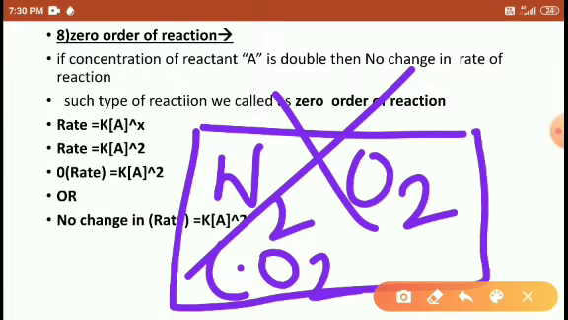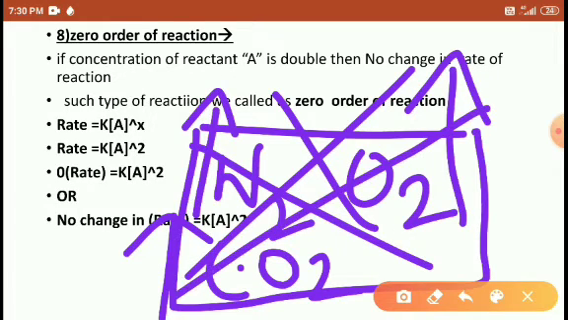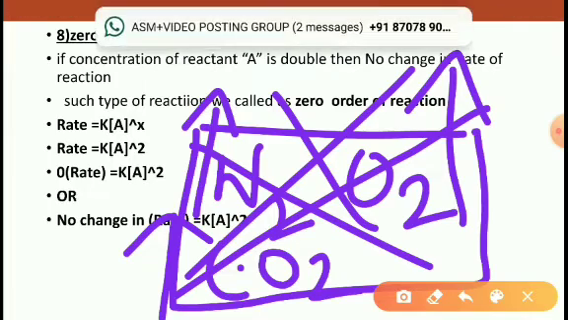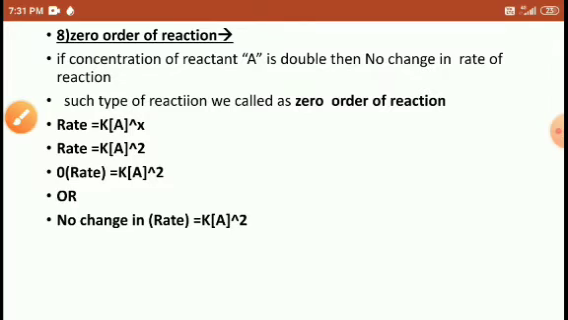If you increase the concentration of nitrogen, oxygen, or carbon dioxide, these species never react. For example, in our atmosphere, nitrogen, oxygen, carbon dioxide, and hydrogen are there, but these species never react. Such a reaction we call a zero order reaction. Understood, students?